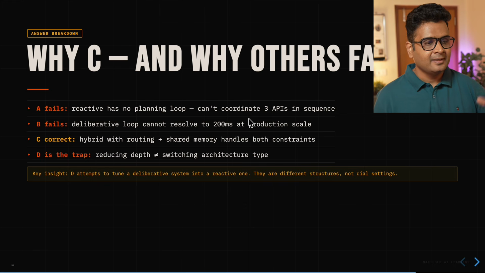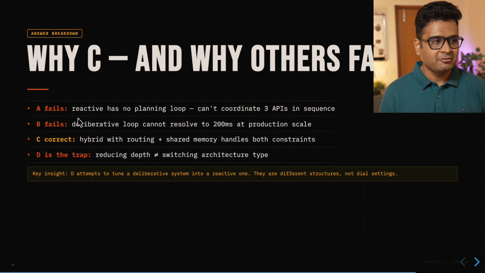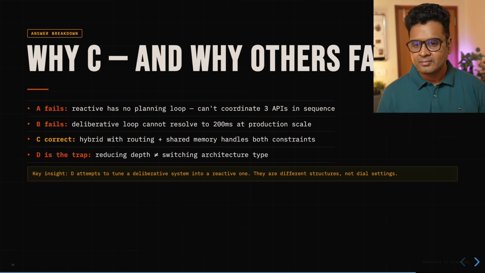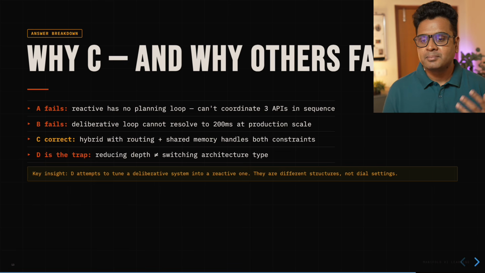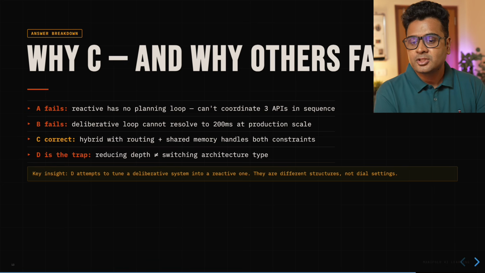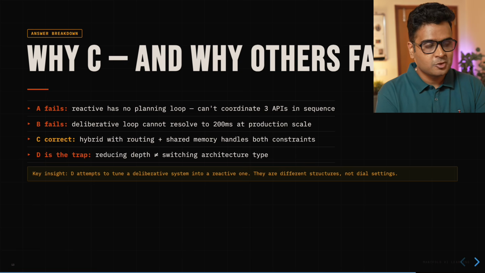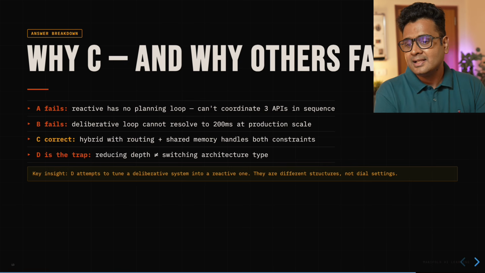Now let's understand why the other options fail here. Option A fails because we have to solve for a multi-step exception. The reactive agent has no planning loop. It can't coordinate across three APIs in sequence with reasoning steps. So that's why reactive is not the default choice. And option B breaks the 200 millisecond SLA. Deliberative loops with LLM-based reasoning don't resolve in 200 milliseconds at any production scale.